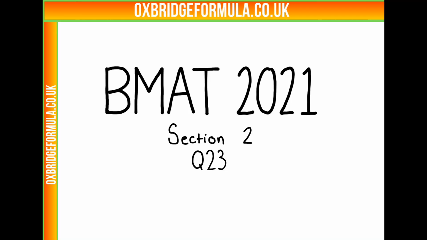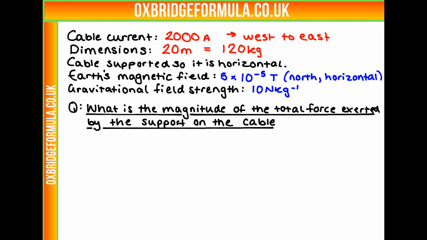This is BMAT 2021, Section 2, Question 23. So this question tells us we have a cable with a current passing through it of 2000 amps and it's heading in the direction of west to east. The dimensions of this cable are 20 meters long and 120 kilograms of mass. The cable is supported, so it lies horizontal.